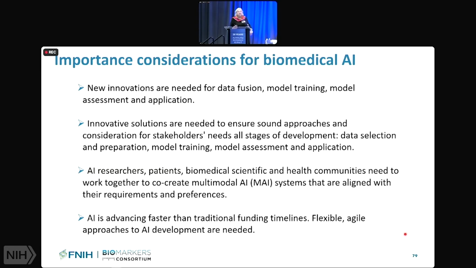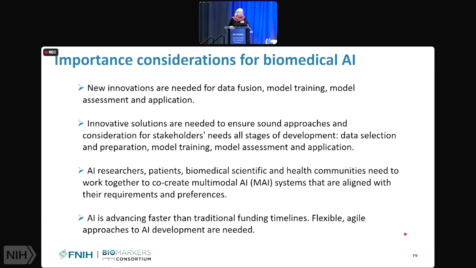and are considerate of our stakeholders. So I often talk about co-design, which is you develop algorithms and tools with the patients or the communities that you have in mind. And that's really bringing everybody together at the table at the start of the program. And I think that's something that FNIH is really particularly good at. AI researchers, patients, biomedical scientists, and healthcare communities really do need to be in the loop as we start to think about AI systems. And I'll talk a little bit about primed AI and multimodal AI.